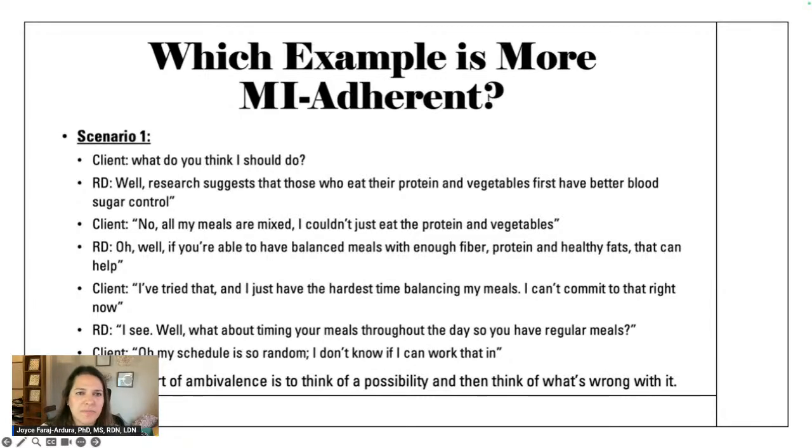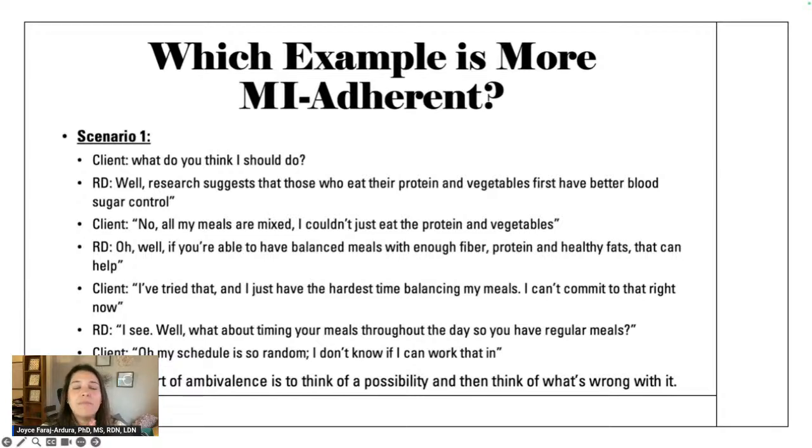It's too much effort. The dietitian says, I see. Well, what about timing your meals throughout the day so you have regular meals? And the client says, oh, my schedule is so random. I don't know if I can work that in. So most would label a client like this as a resistant or a difficult, a challenging client.